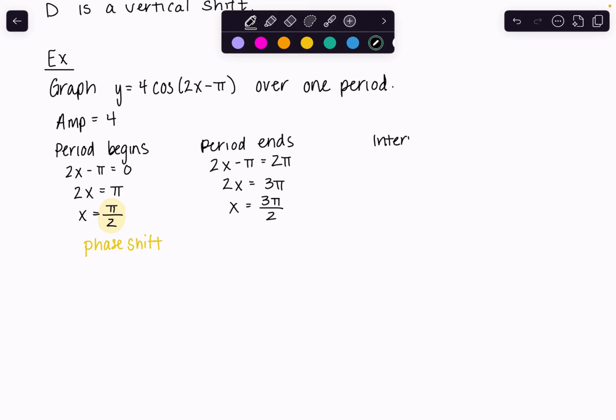So the interval for one period is going to start at pi over 2 and end at 3 pi over 2. Okay? So I will graph everything between these two values. If you need to know the length of the period, well, again, it's 2 pi divided by this number, but it's also just the length of this interval.